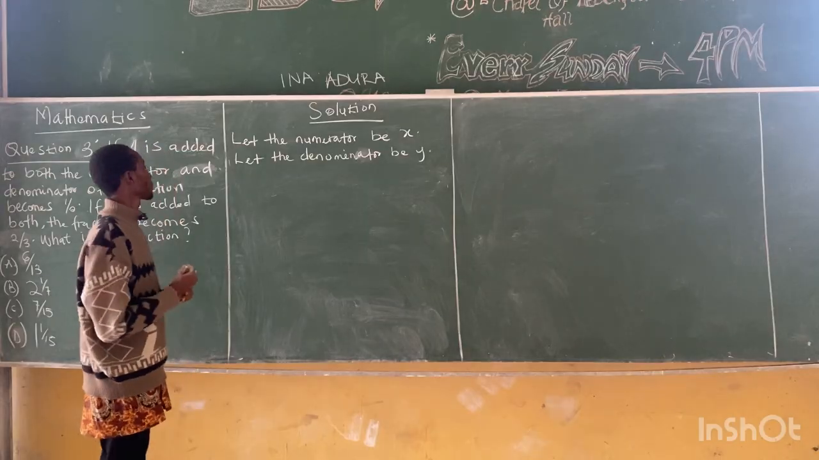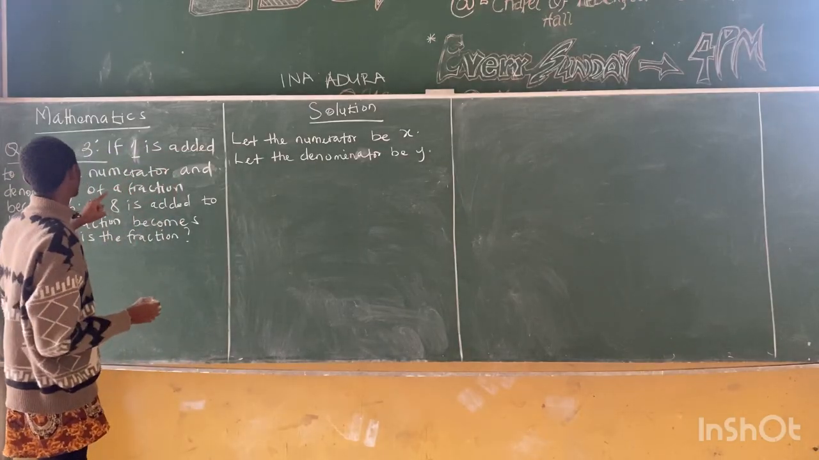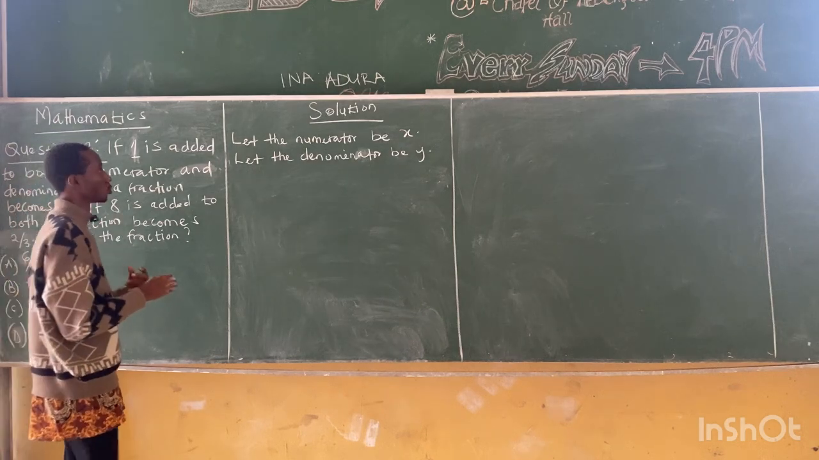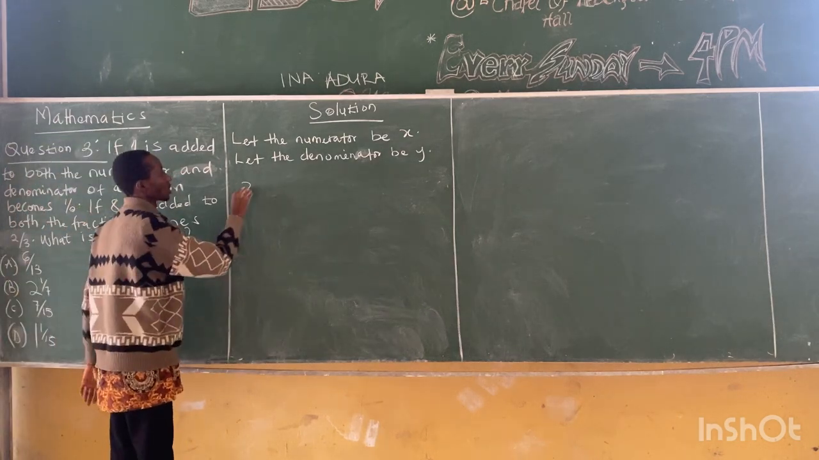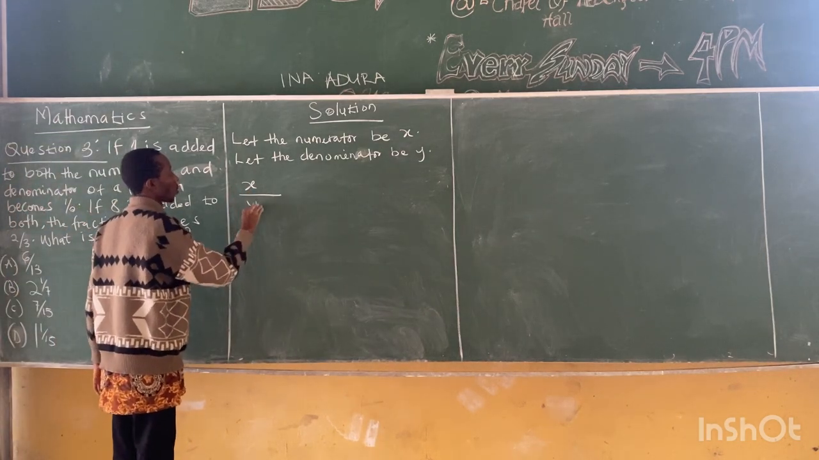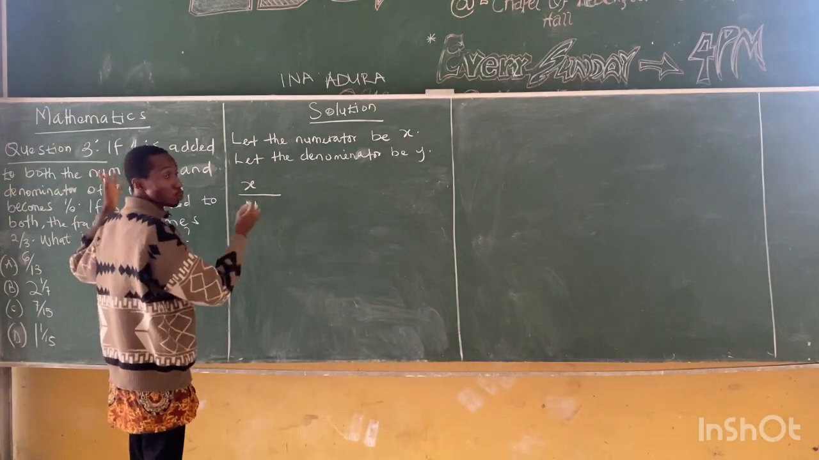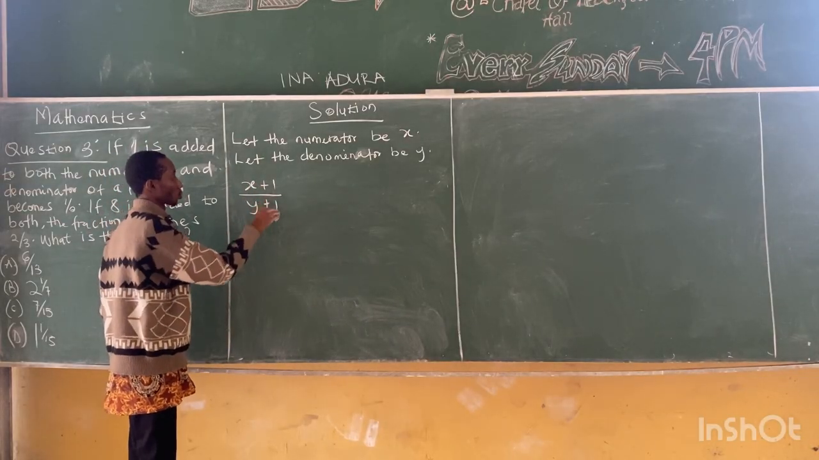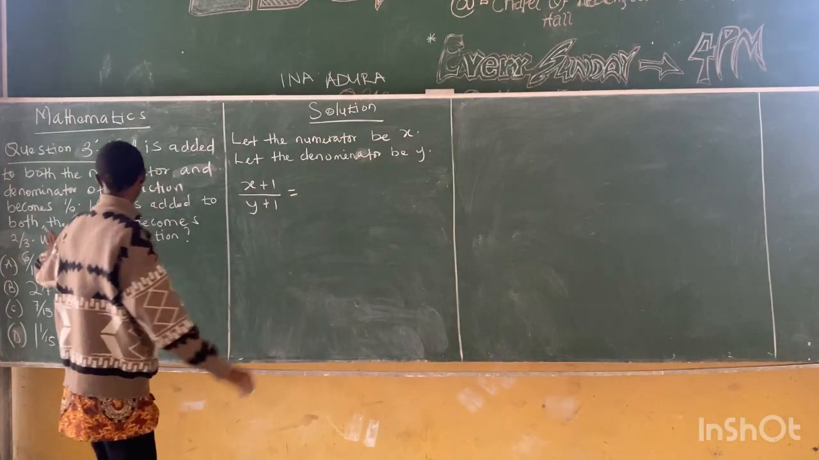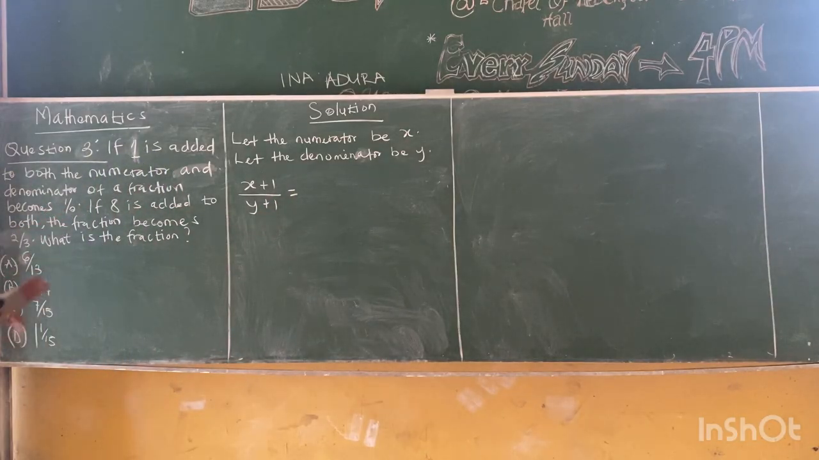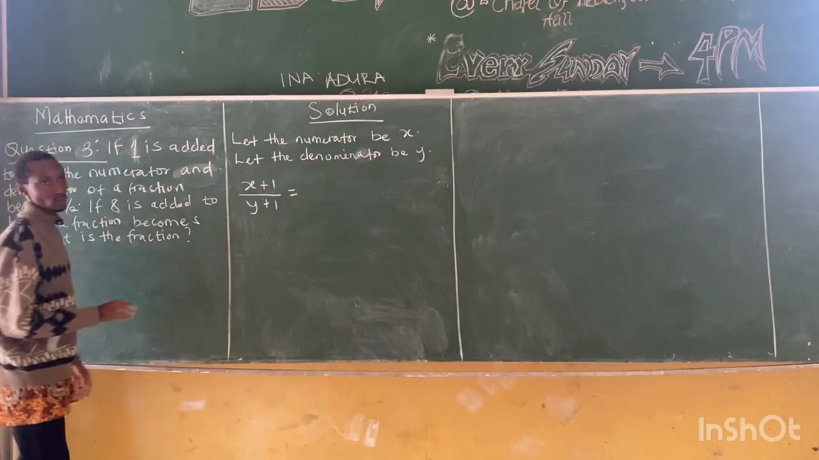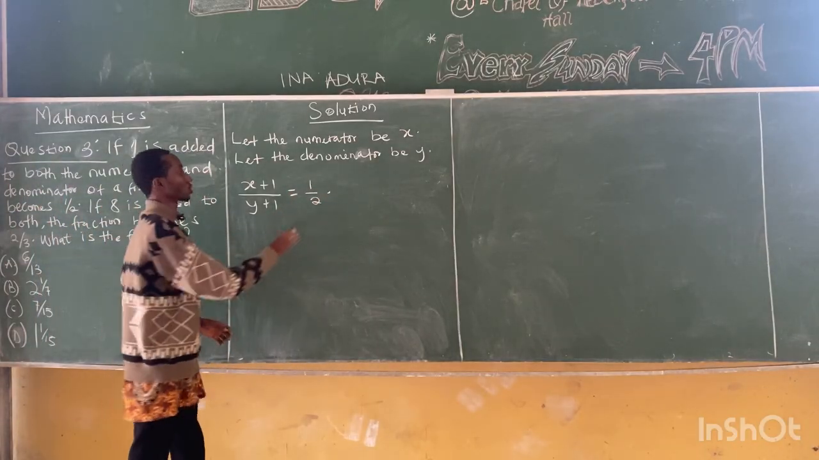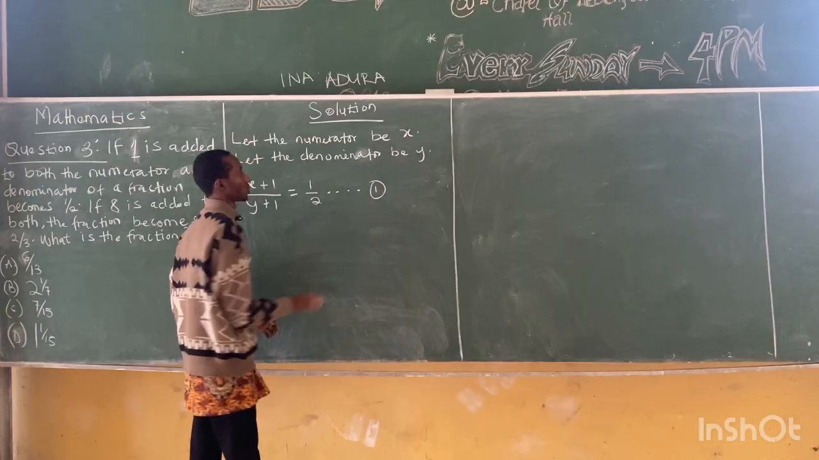Now he says if 1 is added to both the numerator and the denominator, the fraction becomes 1/2. So the numerator is x and the denominator is y. If 1 is added to both, we have x plus 1 over y plus 1 is equal to 1/2. Let's call this equation 1.